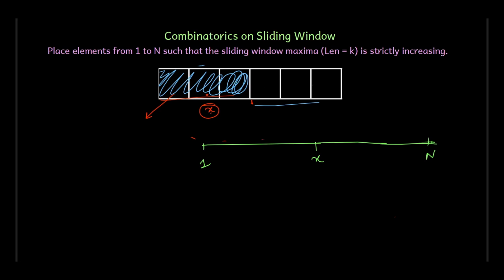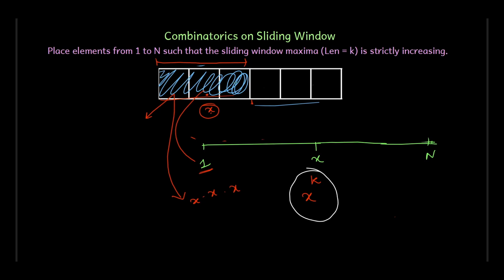So the first solution that comes to mind is that for the first element, how many choices do you have? You can place any element from 1 to x, so you have x choices. For the second element, you have x choices. For the third element, you have x choices, and so on. So you have a total of x to the power k choices. Why? Because the first window is of length k. So at first glance, it looks like this should be your answer for placing the elements on the left hand side such that the maxima is x. Why? Because we have not used any elements from the right hand side.